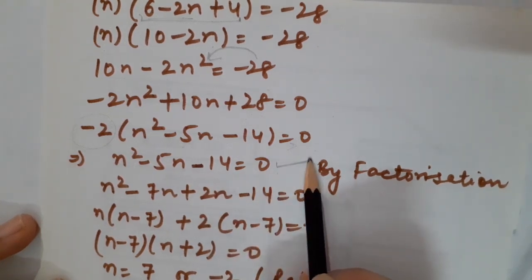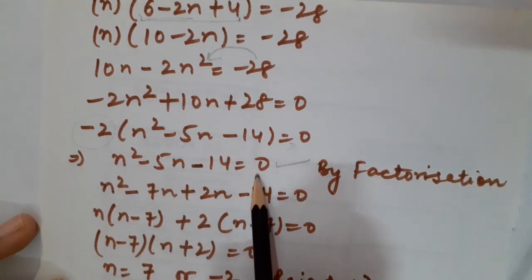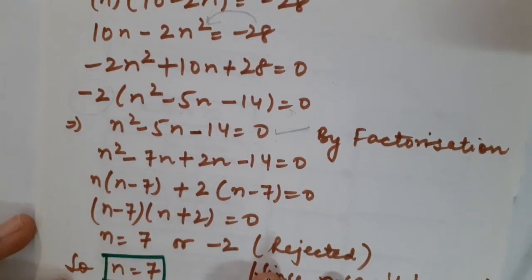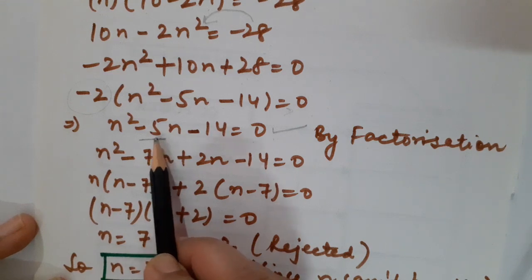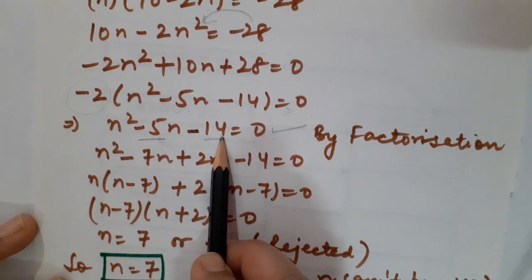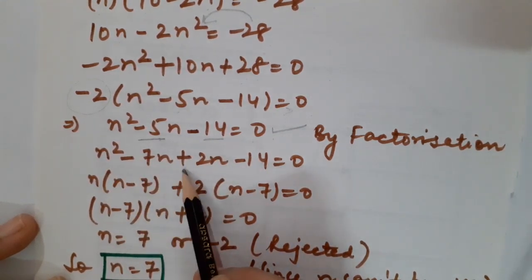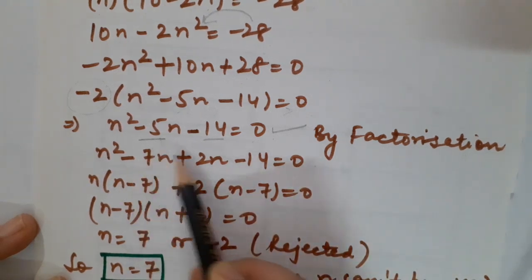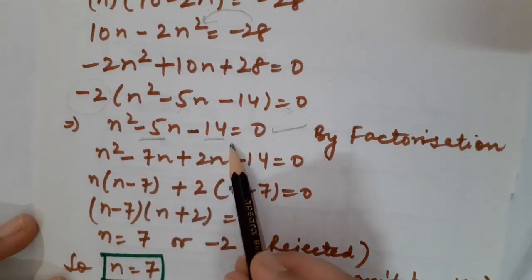Children, you know very well, I have explained to you how to get the roots of the given equation. Definitely I have to apply the factorization method. So by the factorization method, I am going to split the middle term in such a way that the sum should be minus 5 and the product should be minus 14. So this is n square minus 7n plus 2n minus 14 is equal to 0. Minus 7 plus 2 will give you minus 5 and minus 7 into 2 will give you minus 14.